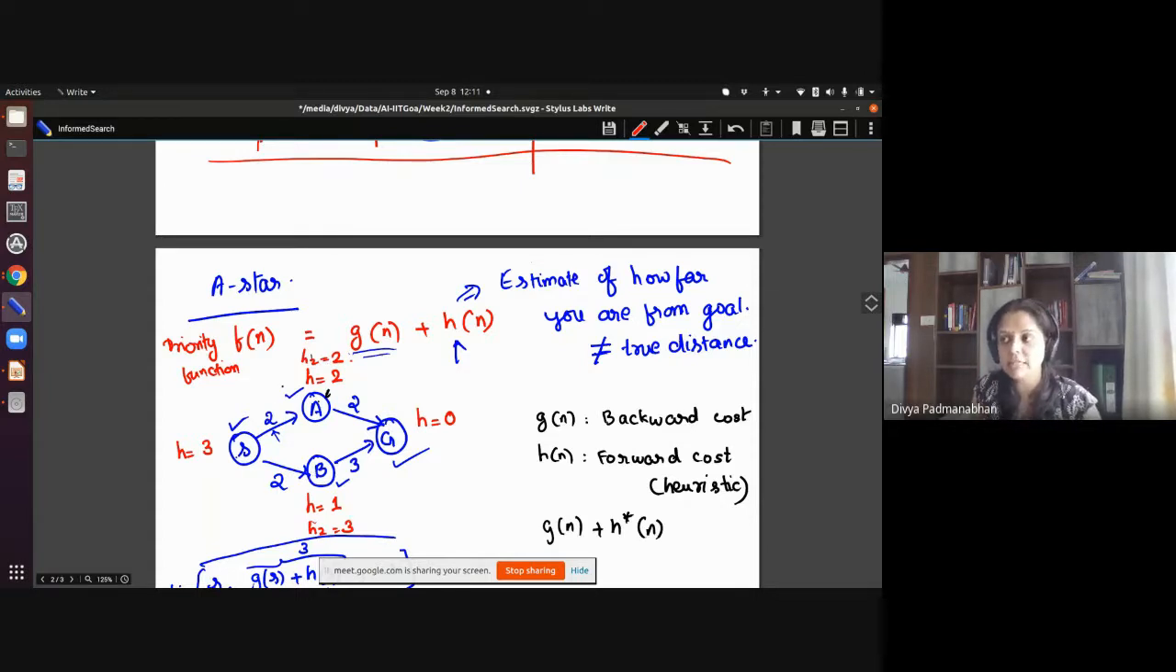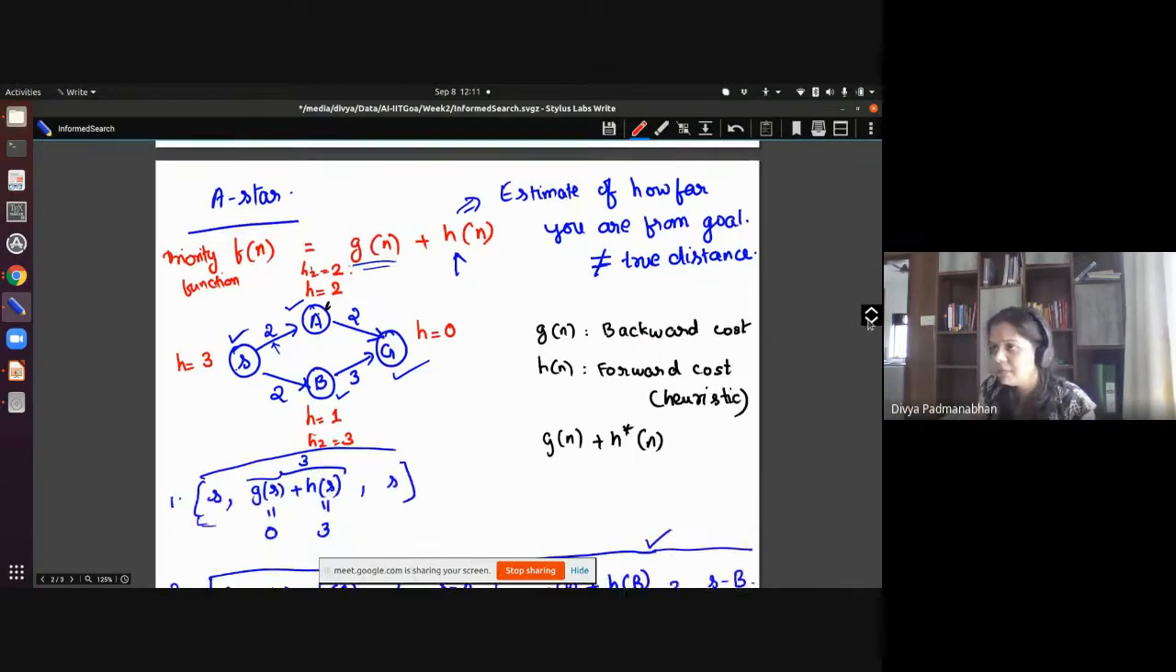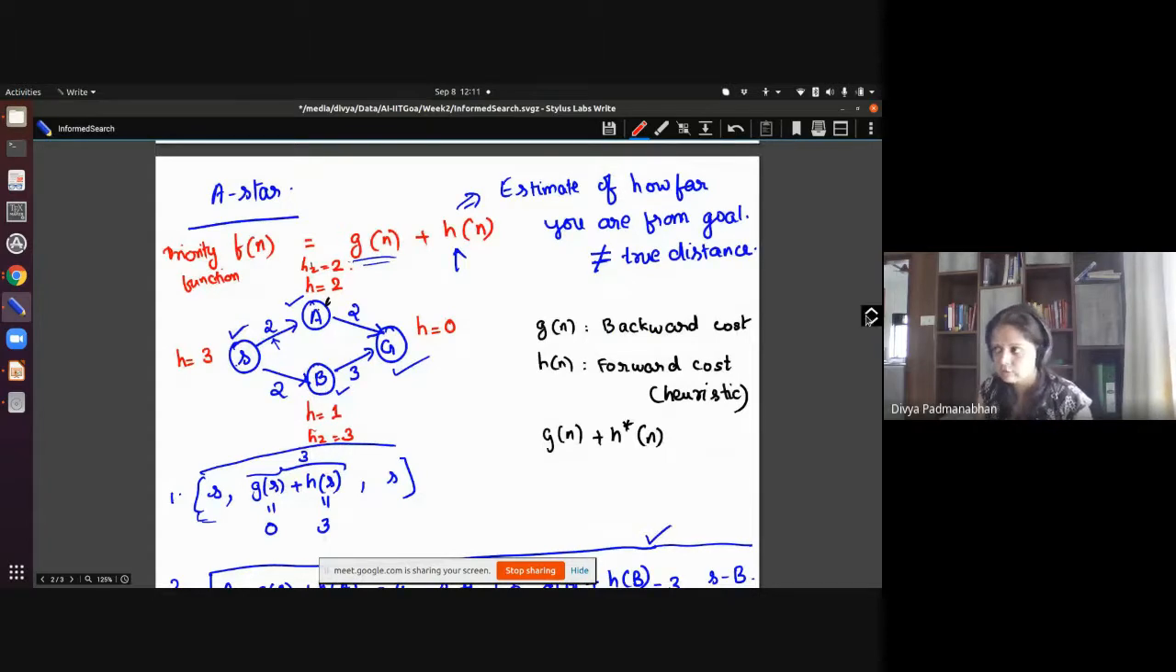So already you have detected that A is the best way to go, and from A you will eventually hit the goal. So you won't even explore B. So if you knew exactly, in one shot you're going to get the optimal without any exploration, but you don't know the true cost. So that's where you go for heuristics.